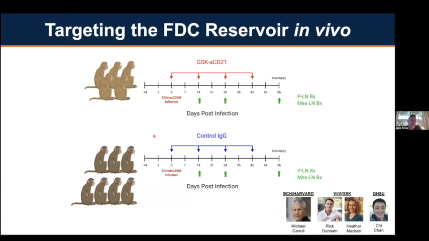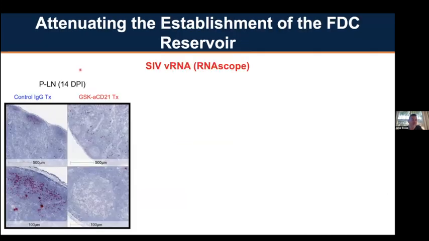And we compared them to animals that received an irrelevant antibody at the same concentration and asked the question, is this sufficient to prevent the deposition of this virus on this follicular dendritic cell network? And the answer is yes.